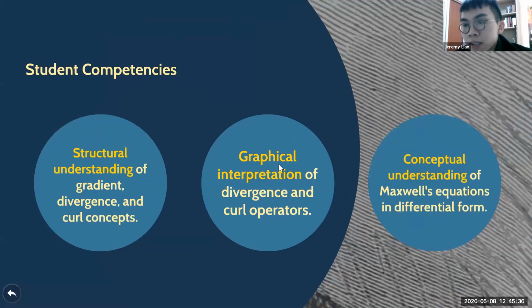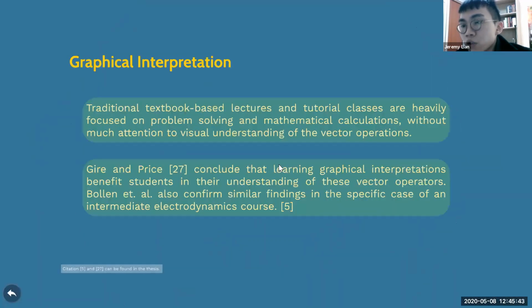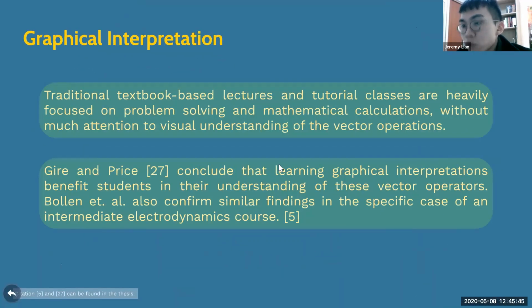We determine our second student competency to be graphical interpretation of divergence and curl operators. Literature review tells us that students struggle to comprehend vector fields in graphical representations and have trouble determining non-zero divergence or curl in graphical plots of vector fields even after instruction.